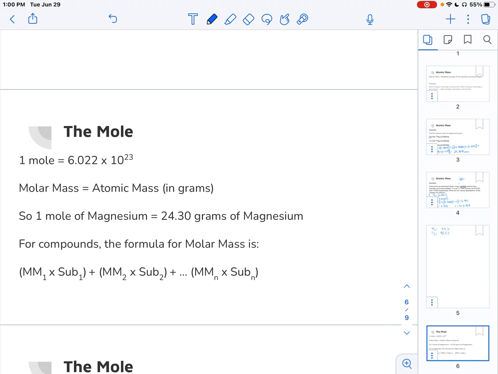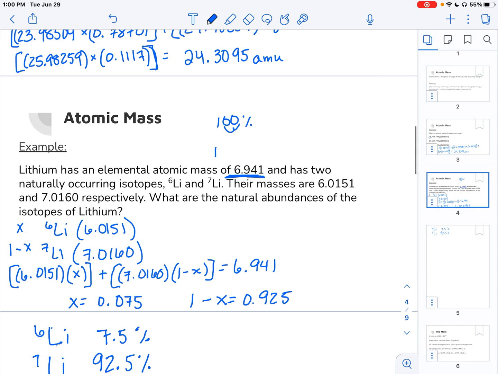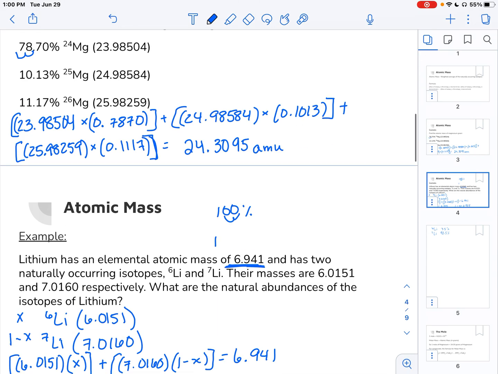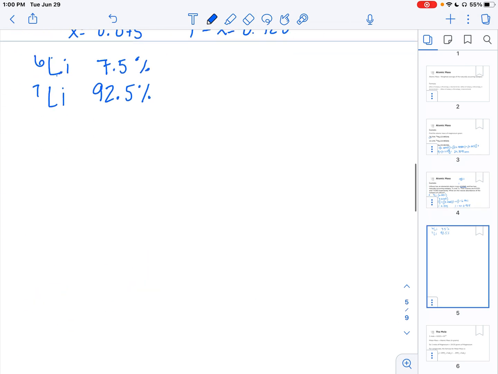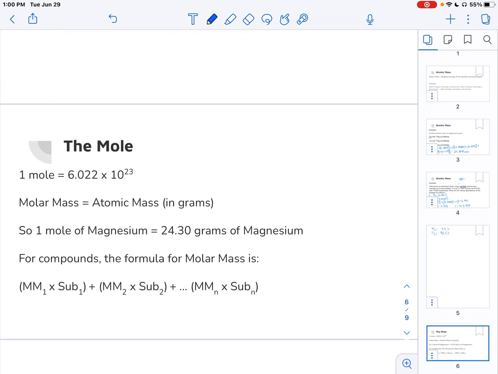So 1 mole of magnesium, which we found up here at the very beginning, 24.3, 1 mole of magnesium has 24.3 grams. So we found the atomic mass of magnesium to be 24.3 AMU. And if we're looking for the molar mass, it's 24.3 grams. So that is the mass of 1 mole of magnesium. So 6.022 times 10 to the 23rd atoms of magnesium.